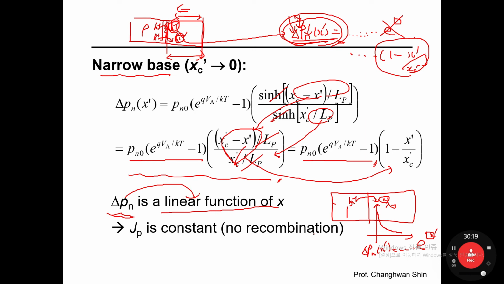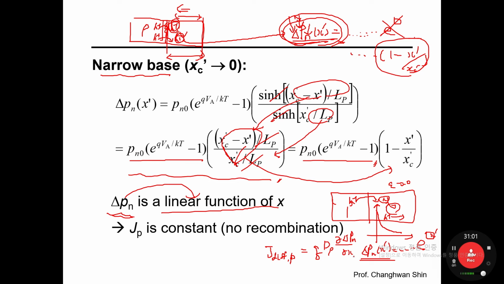Step number one was to derive the excess minority carrier concentration on each side, p side and n side. The second step was to write down the current density in the quasi-neutral region. Because in the quasi-neutral region the electric field is zero, the drift current component is gone, so the diffusion current of holes diffusing in the n side is written as unit charge times diffusion constant times the derivative of delta p sub n.